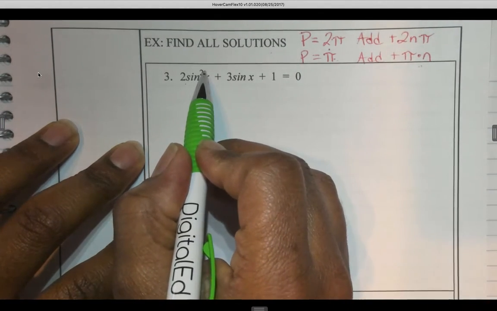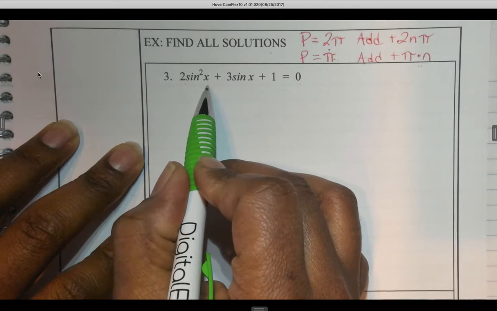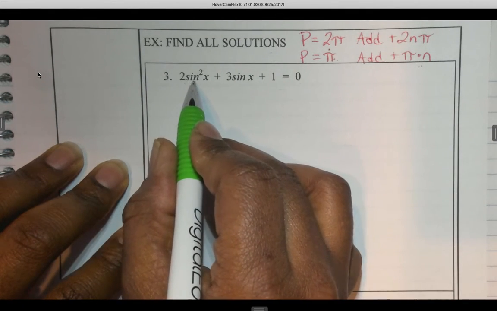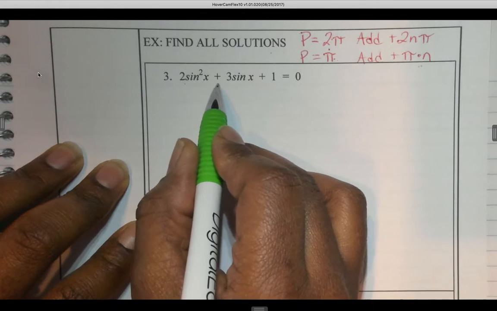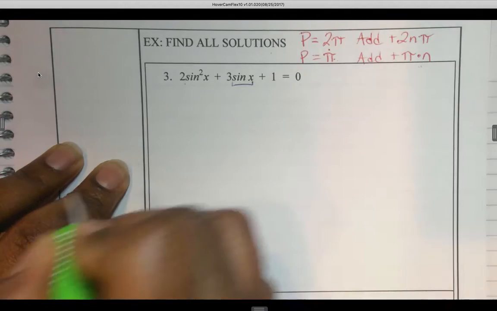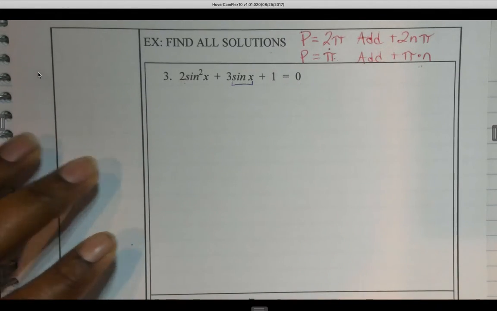We have 2 sine squared x plus 3 sine x plus 1 equals 0. Here I have only one trig ratio, but now it's squared, sine squared. So this really looks like a quadratic equation. And what I'm going to do is use u substitution just to simplify the equation a little bit so I can solve it a little faster.